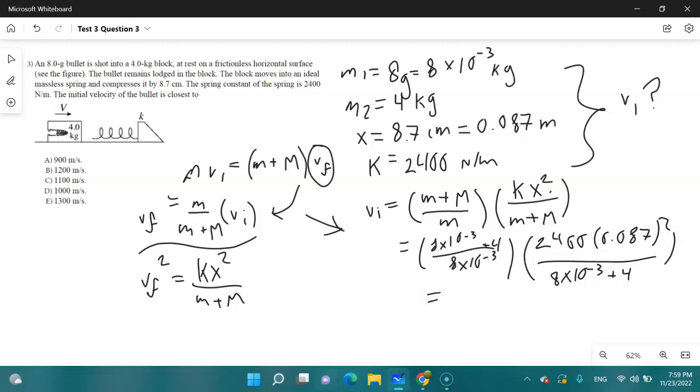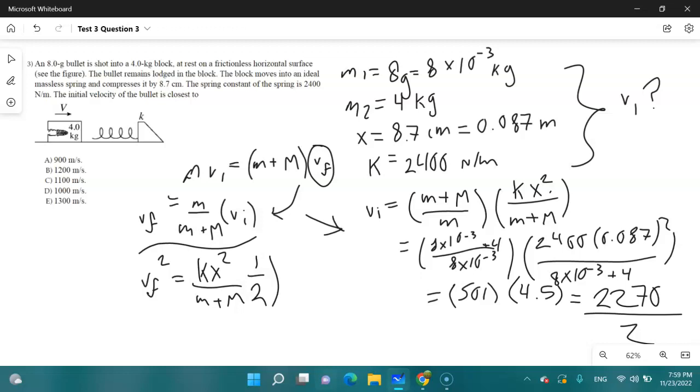And now if we simplify this and put it in the calculator, this first value is going to be 501. And then this is going to be 4.5. So now, when we multiply these values, we actually get 200,270. And then we divide this value by 2, because we're supposed to add a half over here, but I like to keep that till the end. So we divide this value over here by 2, and that gives us 1135 as the initial velocity. And now when we look at the answer choices over here, the one that's closest to 1135 is going to be C, 1100.